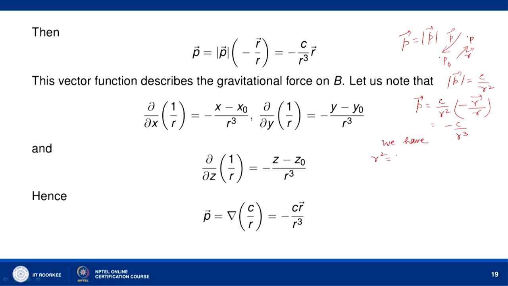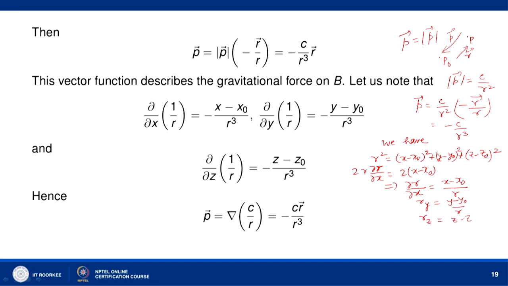Now we know that we have r square equal to (x minus x naught) whole square plus (y minus y naught) whole square plus (z minus z naught) whole square, the distance between P naught and P. So when you differentiate this with respect to x, you get this, which implies r x equal to (x minus x naught) over r. Similarly, r y we get as (y minus y naught) over r, and r z equal to (z minus z naught) over r.